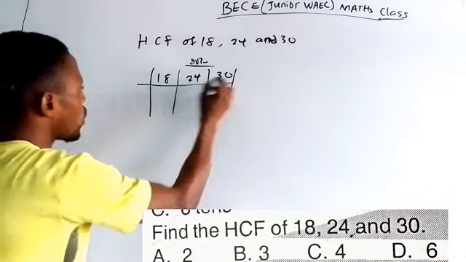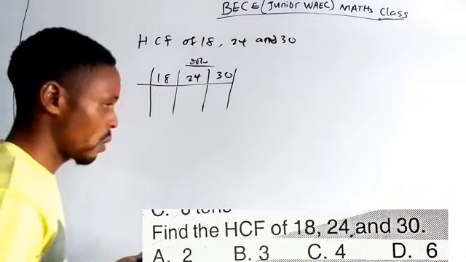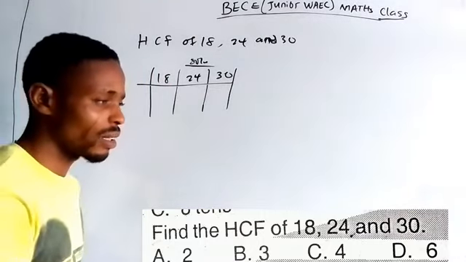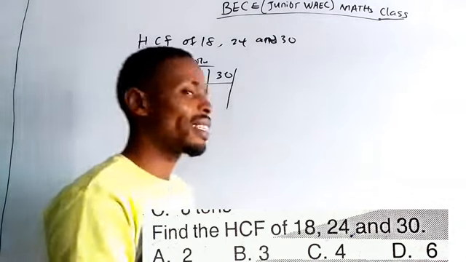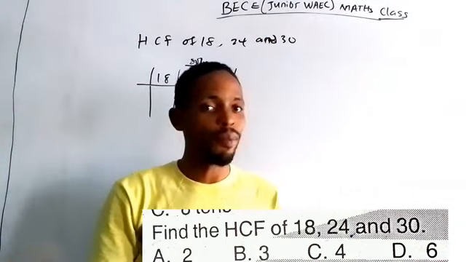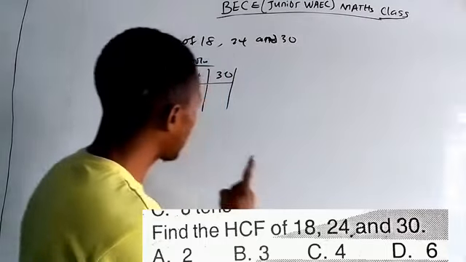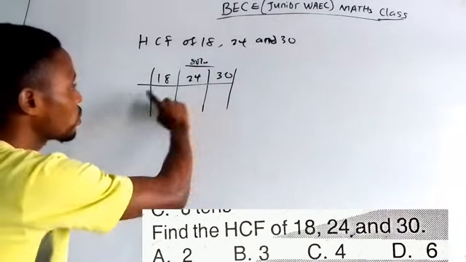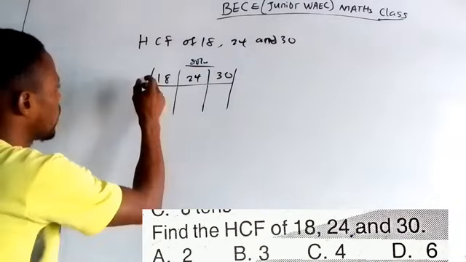Now, you start from a prime factor. So what can divide all three? A prime number, right? What is a prime number? A prime number is a number that can be divided by 1 and itself, but 1 is not a prime number. The first prime number here is 2. Can 2 divide all three? Yes, 2 can divide all three.